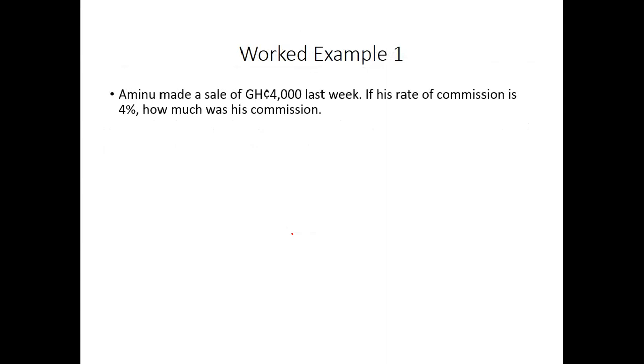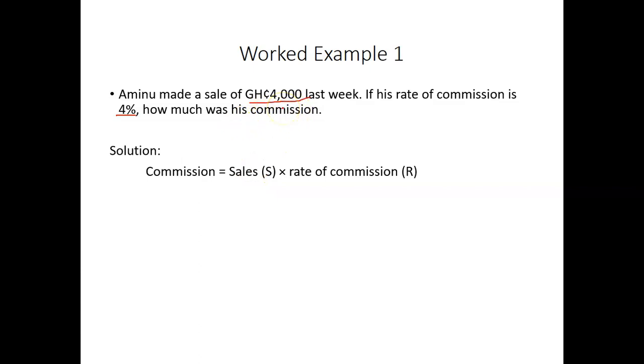Now let's take some examples. Aminu made a sale of 4,000 Ghana cedis last week. If his rate of commission is 4%, how much was his commission? So this is straightforward. We've been given the total sales, and then we've been given the rate of commission. So there's no quota in this question. There's no word quota in this question.